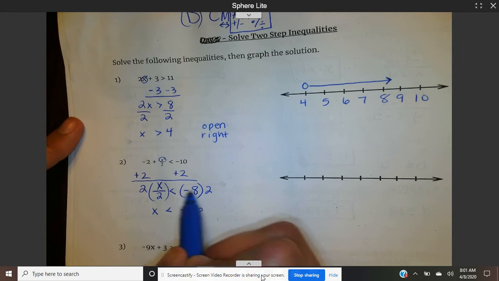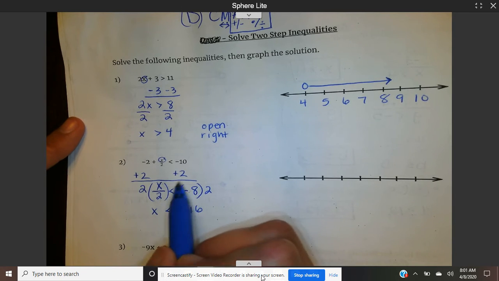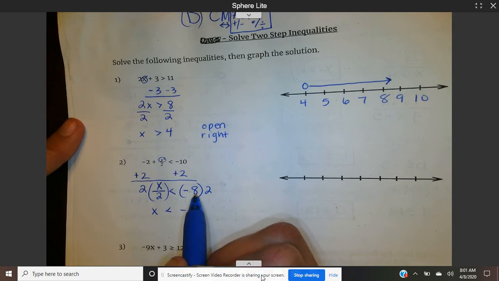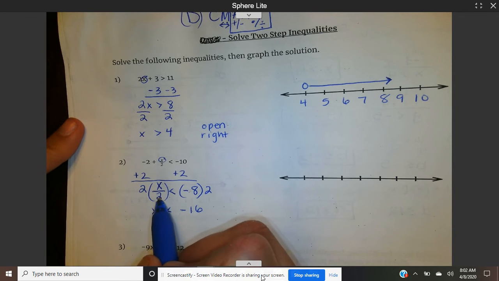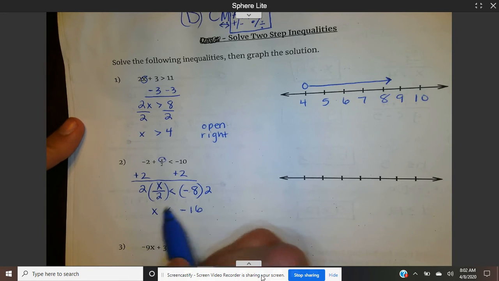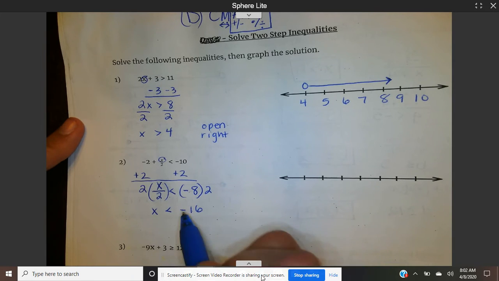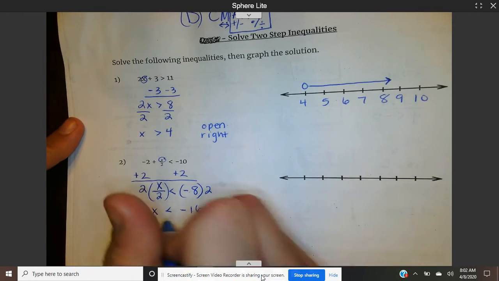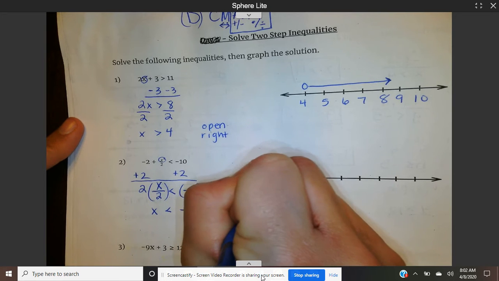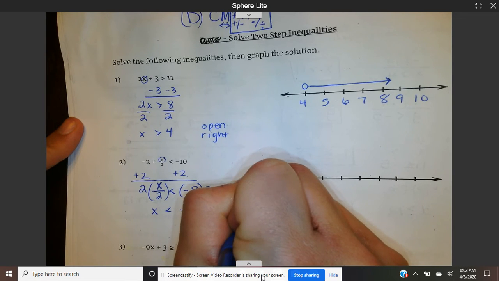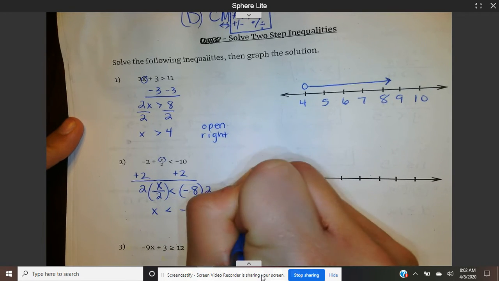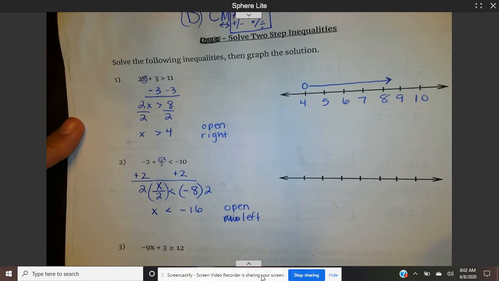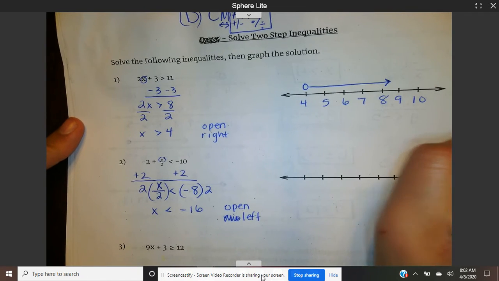Now notice you might be saying, oh wait, but I multiplied a negative. If this number on the other side is already negative, that's okay. It's this number that's important. If this number were negative, okay, so whatever number is attached to the x or whatever variable, if that number is negative, then you're going to reverse your symbol. This one is not, so it's going to stay. Okay, so it's going to be open and to the left, sorry. Open and to the left. So I'm going to start on the right.